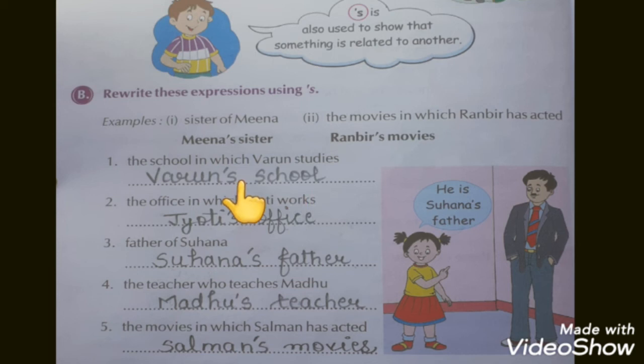So whose office is it? Jyoti's. Where is Jyoti working? She is working in the office. So the office belongs to Jyoti. So after Jyoti we use apostrophe s. So we say Jyoti's office. Student, now 3, 4 and 5 you have to do on your own.